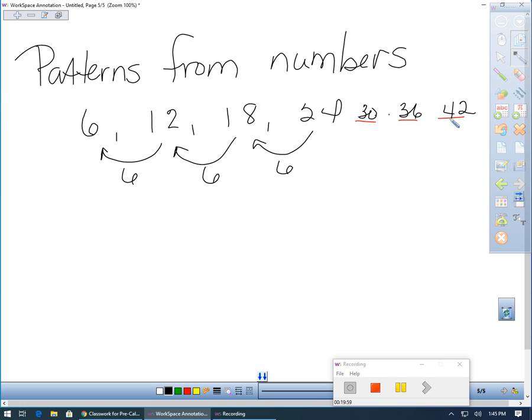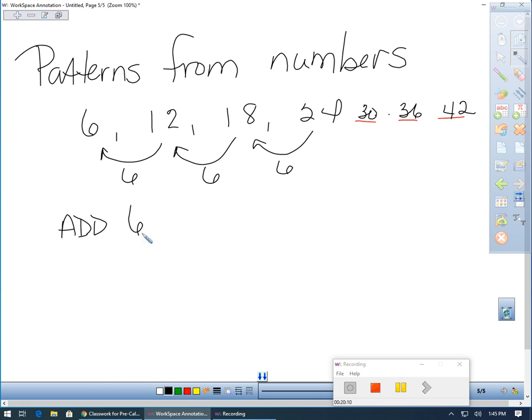Right? So in your work, it just wants you to identify the pattern. So what is the pattern here? What's happening? Adding 6. That's all I'm asking from you. Add 6. Okay? Can we do one harder? No. Keep it this easy. This is easy.